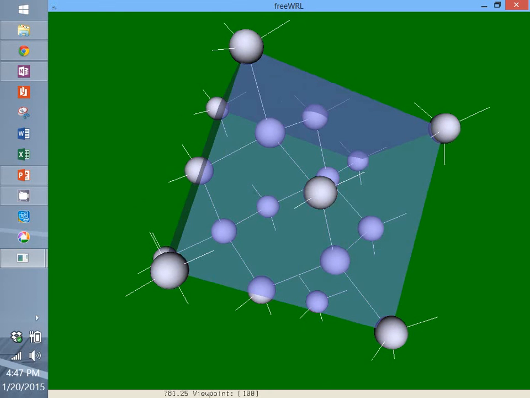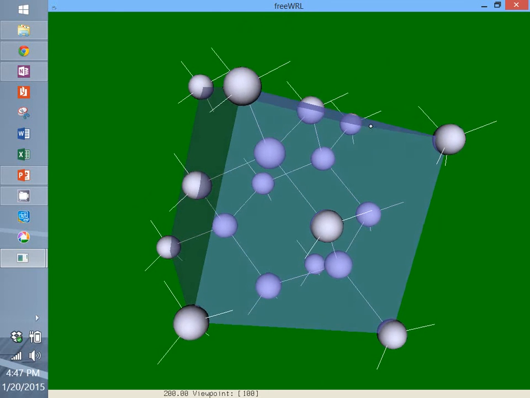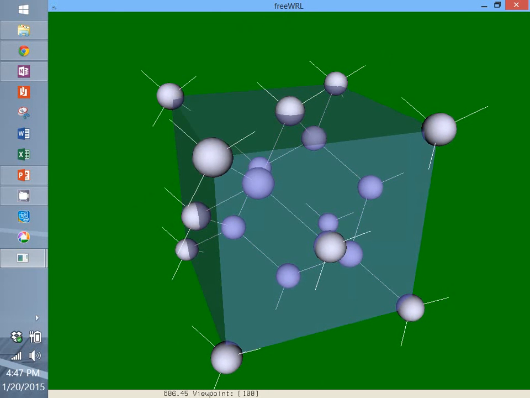So one of these guys. Okay, this is a corner atom. There's eight corners of a cube, so you have eight atoms, one on each corner of the cube.